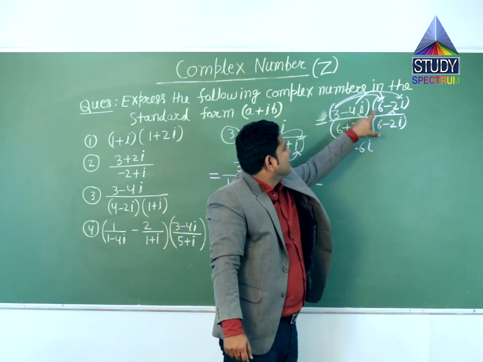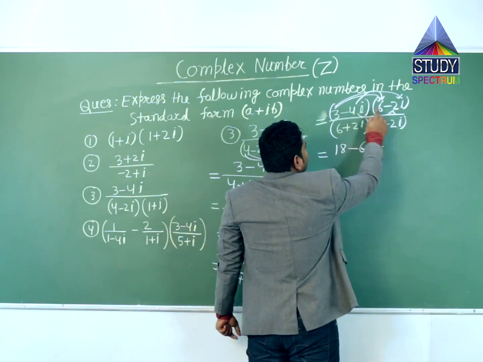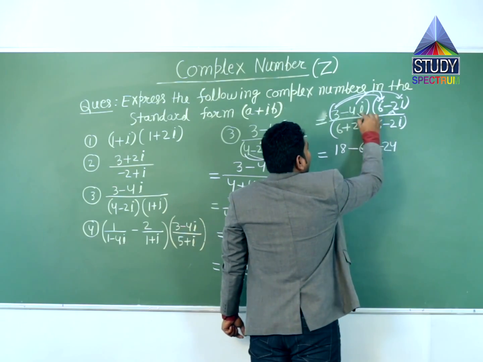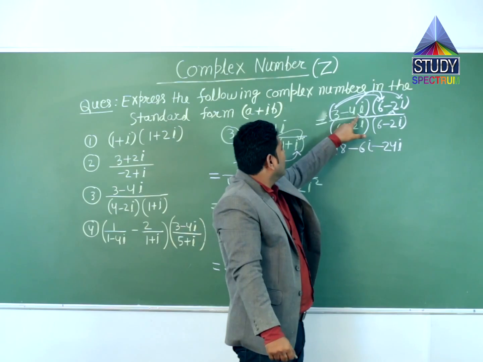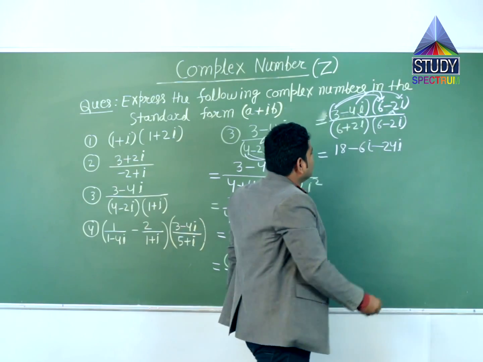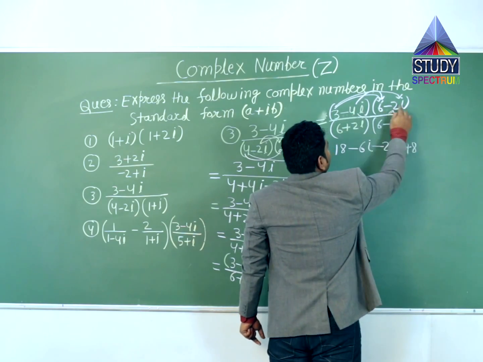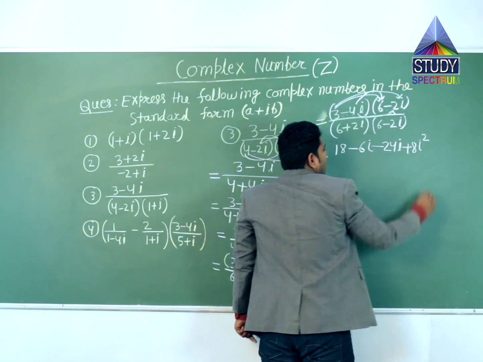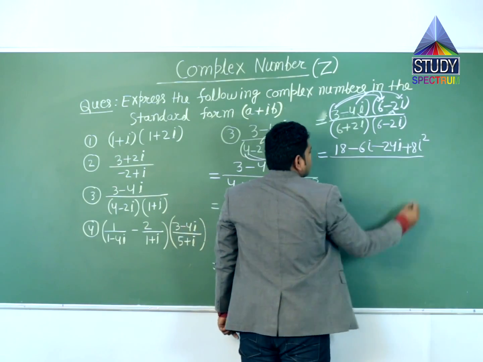So here it is minus, here it is plus, so minus into plus is minus, 4 into 6 is 24, and i is there, so 24i. Okay. In the same way, minus 4i will get multiplied with minus 2i, so minus into minus is plus, and 4 into 2 is 8, and i into i is i square. Got it? Now come to the denominator.